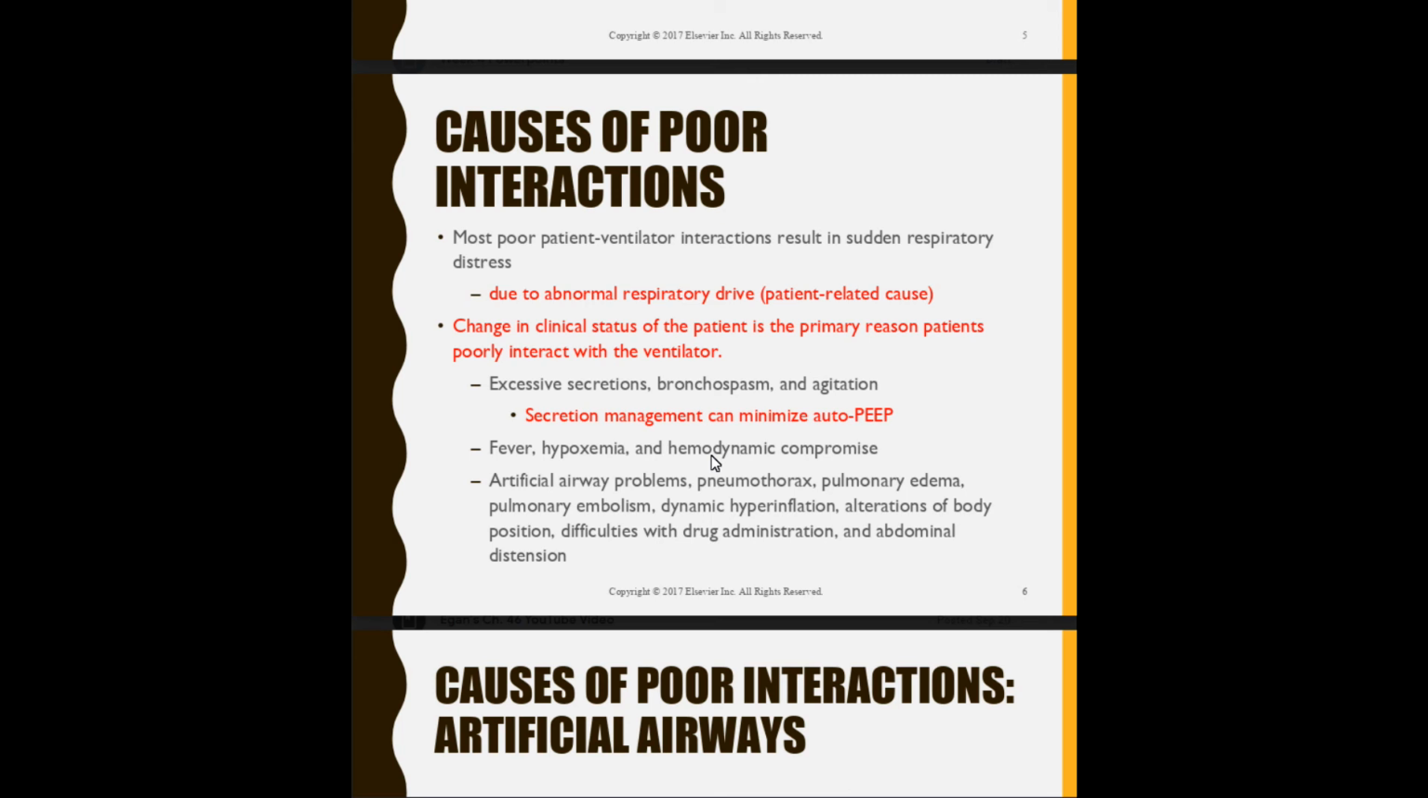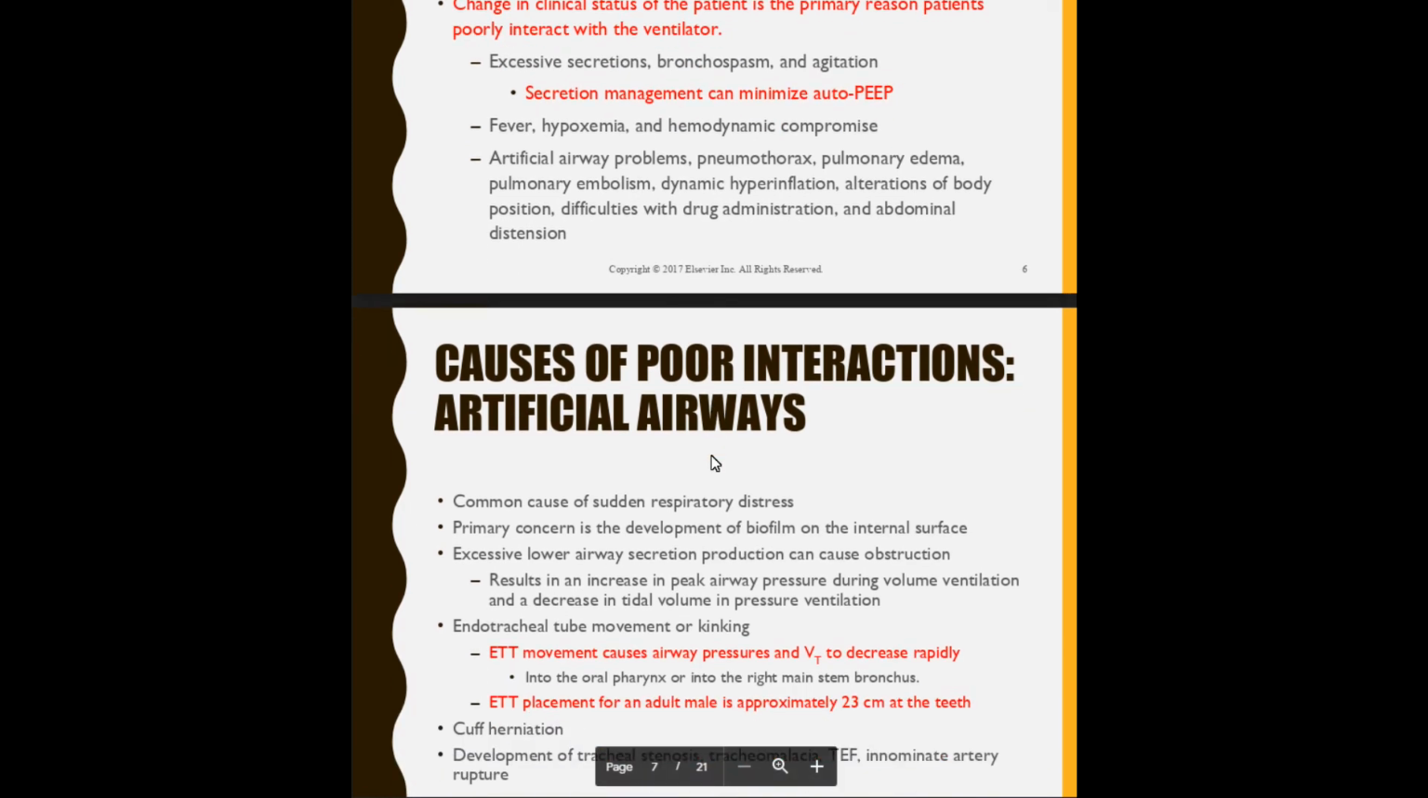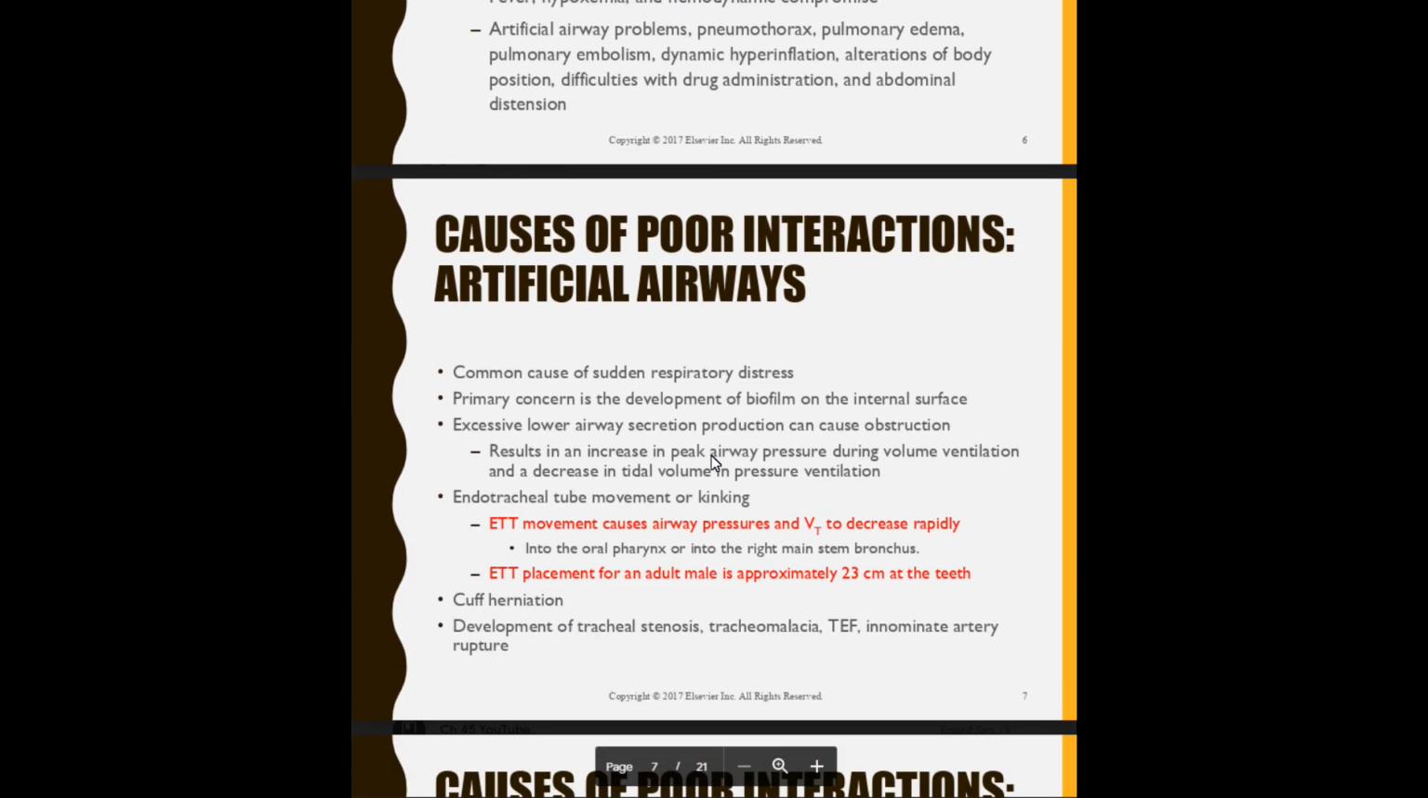You have other things too. You have fever, hypoxemia, and hemodynamic compromise. So all of these will play a role in a clinical status change. Artificial airway problems is huge, and we'll talk about that next slide. Pneumothorax, pulmonary edema, embolism, dynamic hyperinflation, all of these things can also cause a change in clinical status. So we have artificial airways. We do have some poor interactions.